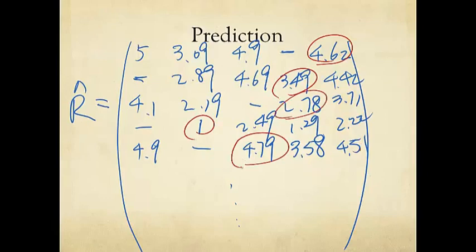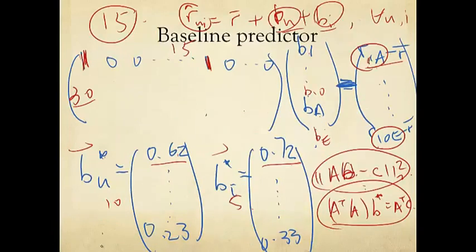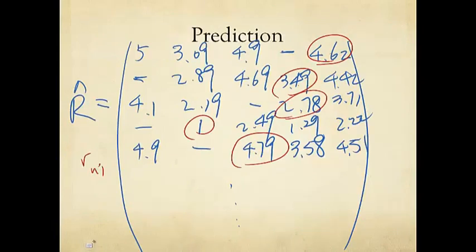Okay. And let's compare with the actual RUI data, for say these 5 out of the 10. What do we have here? We have 5, 3, 2, 2, 5. Those are the actual RUIs that we were hiding from ourselves.